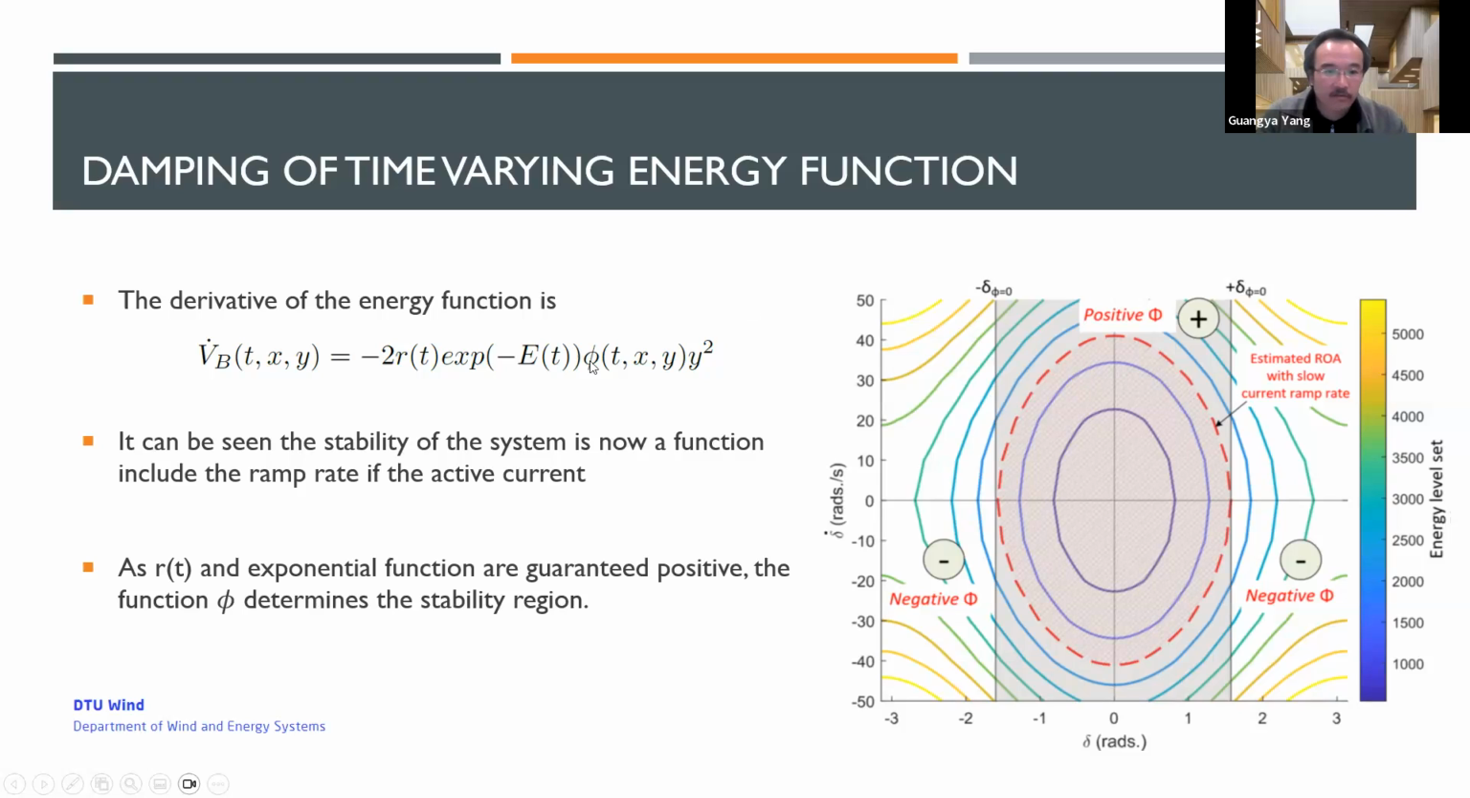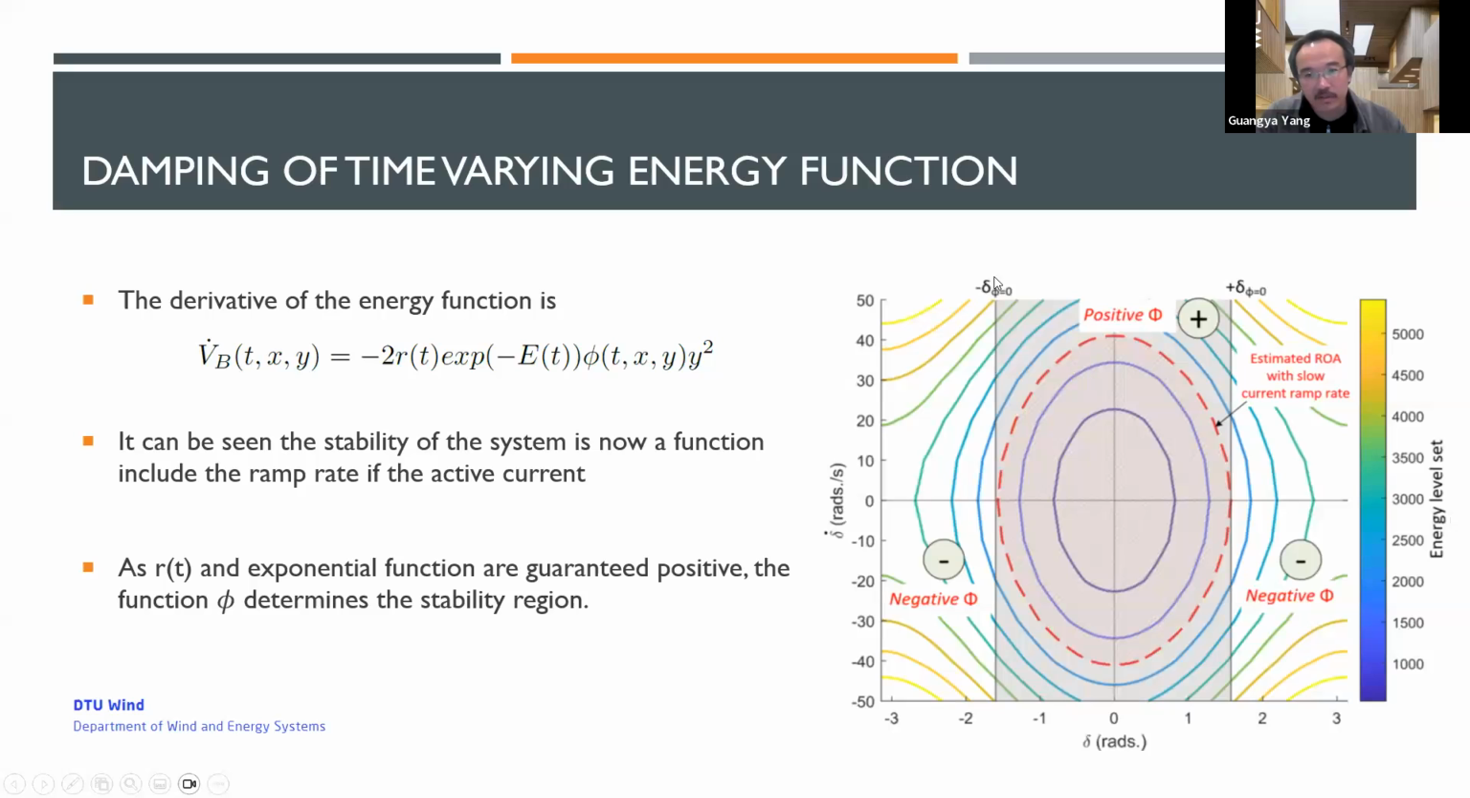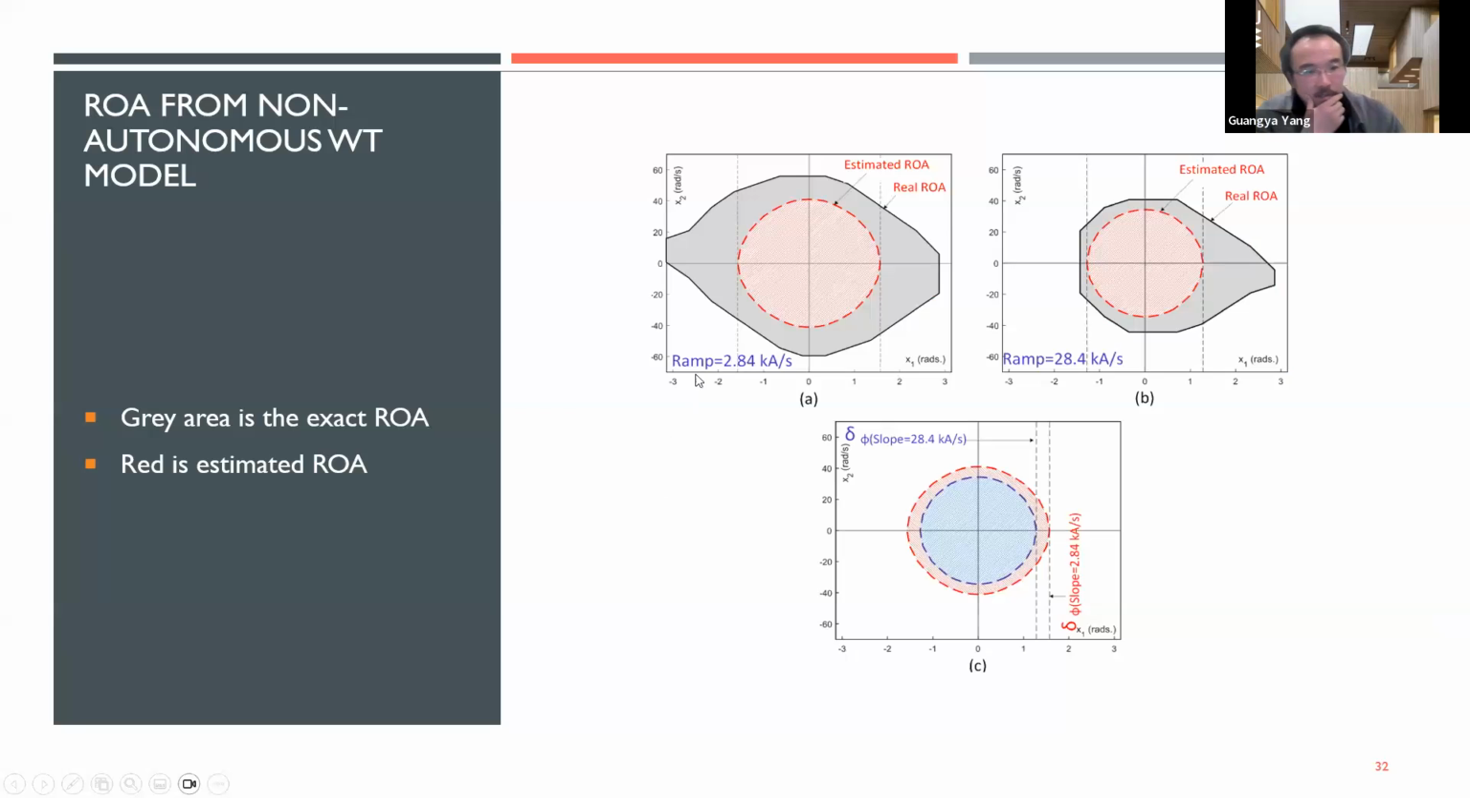And if we have phi equals 0, and look at the boundary of this derivative of the energy function, then we can have another estimation of the region of attraction, which I think is bigger than the previous one with an autonomous system, because now we have the ramp rate and included its effect. Once we have this ramp rate included, this boundary of the phi, or this delta, will change, and then we effectively have a larger ROA.